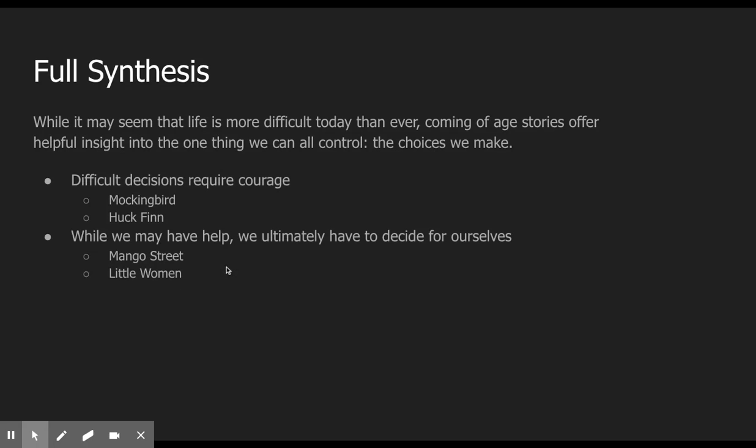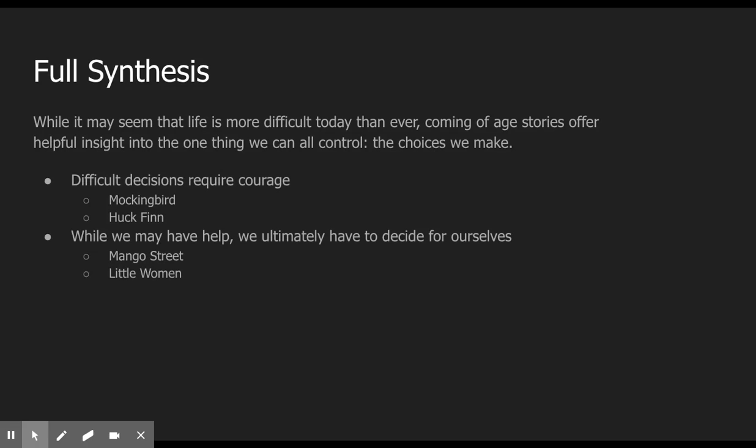In support of my second reason, that while we may have help, we ultimately have to decide for ourselves, I can cite Esperanza moving with her family, and having all kinds of support from her family, but ultimately deciding that the whole series of vignettes is about different decisions she has to make for herself. In Little Women, you might remember that the March sisters' mother, on Christmas morning, this is just one example, sort of lobbies them to give up their breakfast to the poor Hummel family. Ultimately, they have to make that decision for themselves.